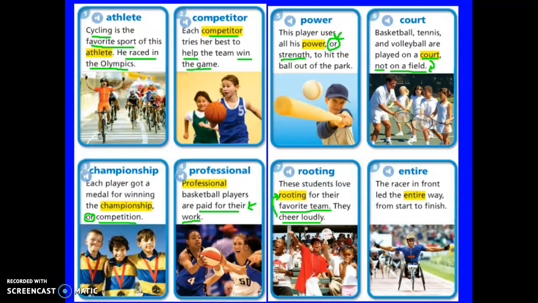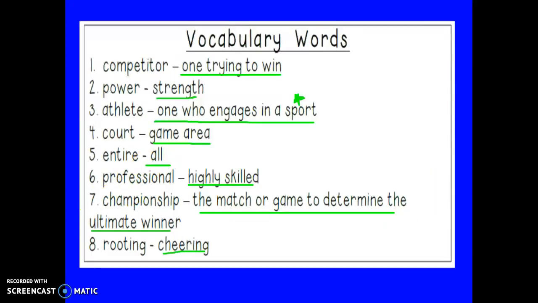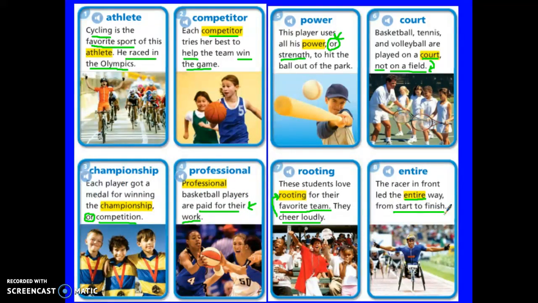Last word, entire. The racer in front led the entire way from start to finish. So in this example, when it says from start to finish, that helps me understand that entire means the whole race, from the time the race started all the way to the time the race finished. So entire would mean like the whole race. The actual definition would be all. Just like in this example, the racer in front led all the way. So if we replaced entire with all, it still sounds right and makes sense. That helps us know that entire would mean like the whole way or all the way from start to finish.